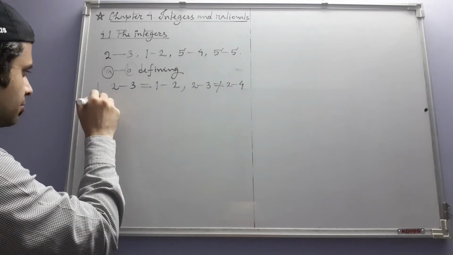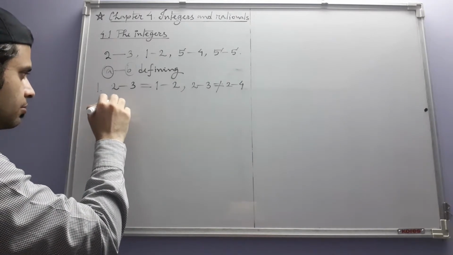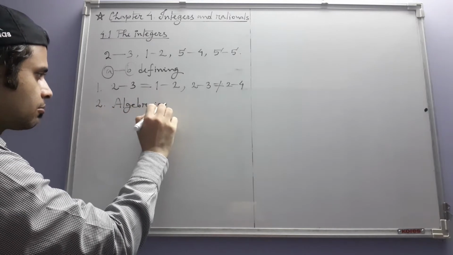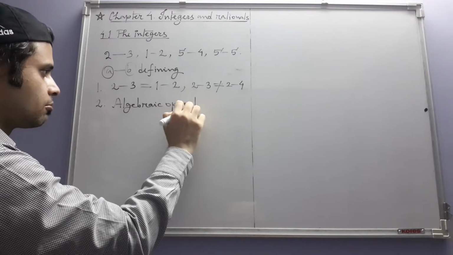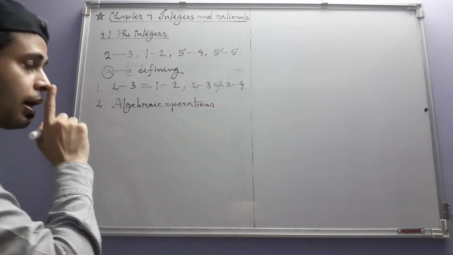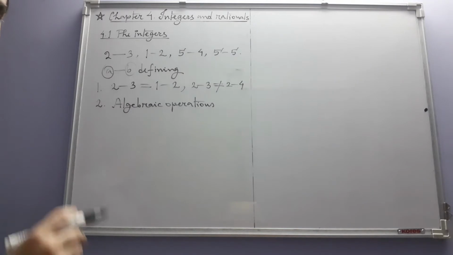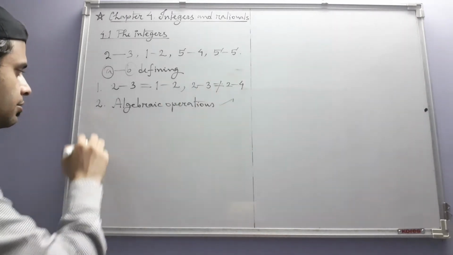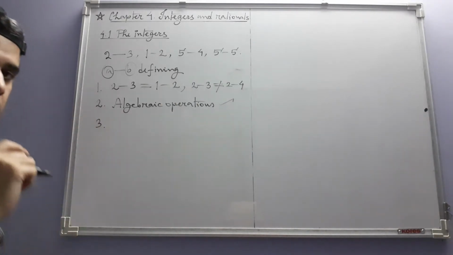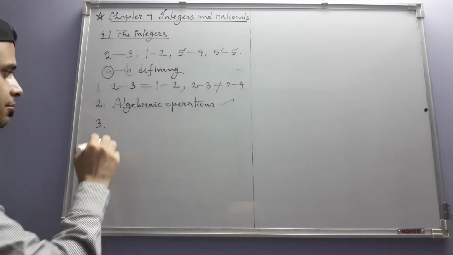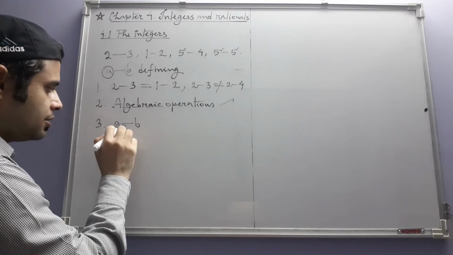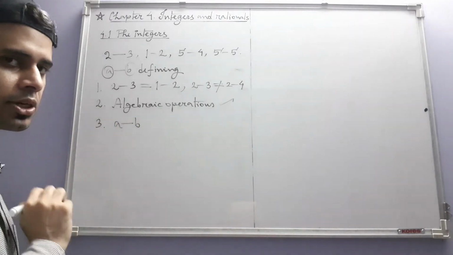The second problem is, of course, the algebraic operations. How do we add two differences? How do we take the product of two such differences? That has to be said. But the third problem is more serious. The third problem involves this expression itself. Note that we are using minus, which is subtraction.